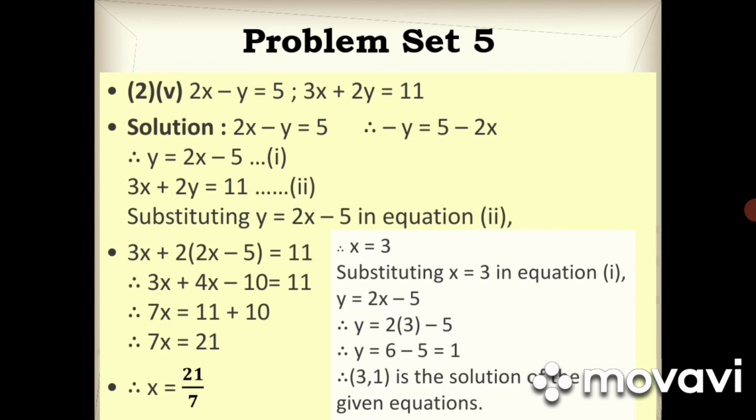Substituting x is equal to 3 in equation 1, y is equal to 2x minus 5. Therefore, y is equal to 2 into 3 minus 5. Therefore, 6 minus 5 is equal to 1. And therefore, the ordered pair (3, 1) is the solution of the given equations.